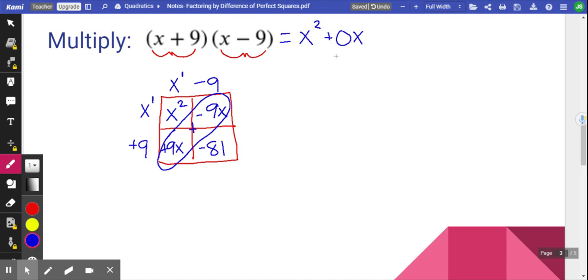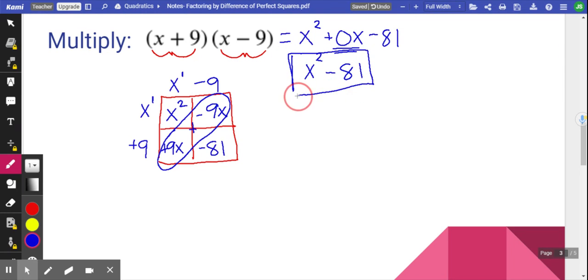And lastly, I have this negative 81, or minus 81 in this case. So it looks kind of funny like that. And usually this isn't the way that they're going to leave it. This 0x kind of looks funny in the middle. So what happens is it just gets written as x squared minus 81.